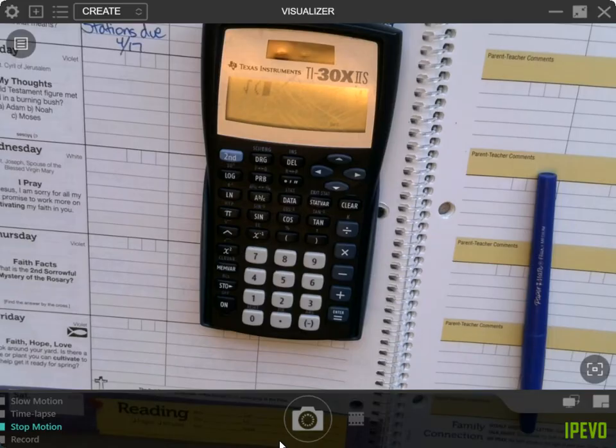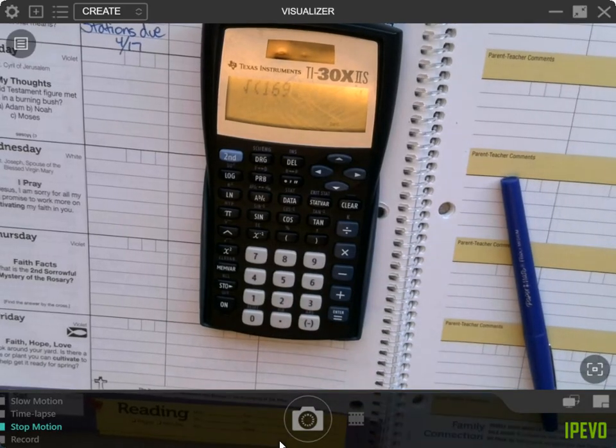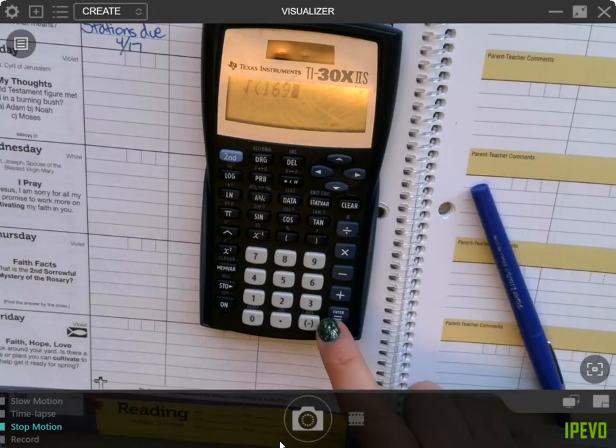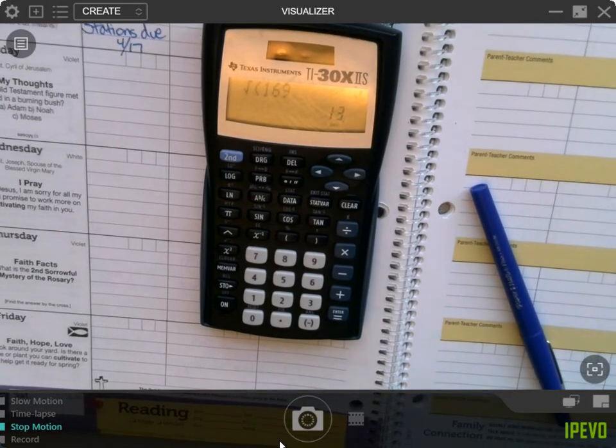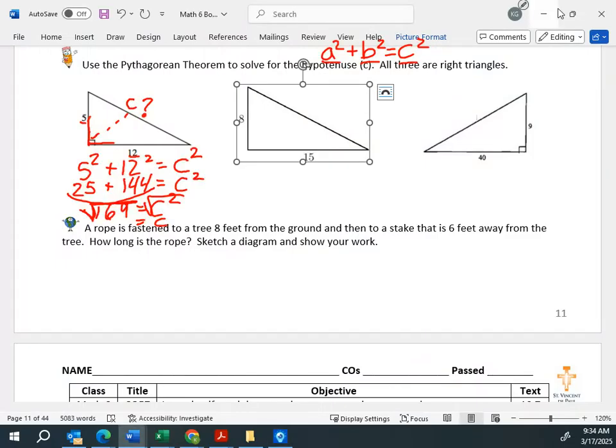And we can see on the calculator that square root symbol. So the first thing you do is get that square root on your calculator, and then type in the number that you want to find the square root of, 169. Press equals, and we can see that it's 13. So the square root of 169 is 13.